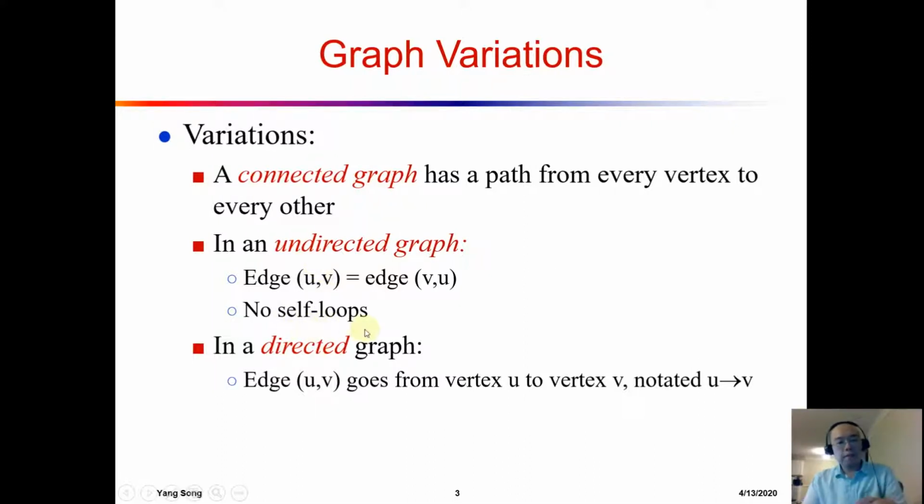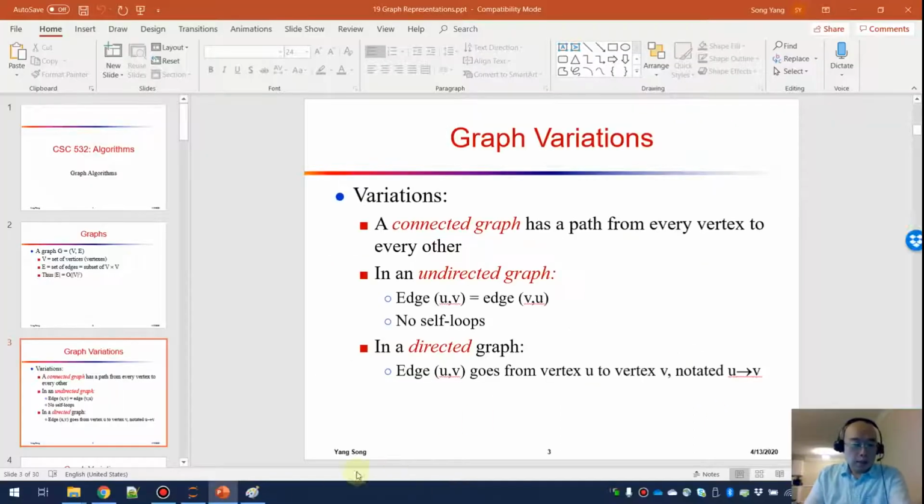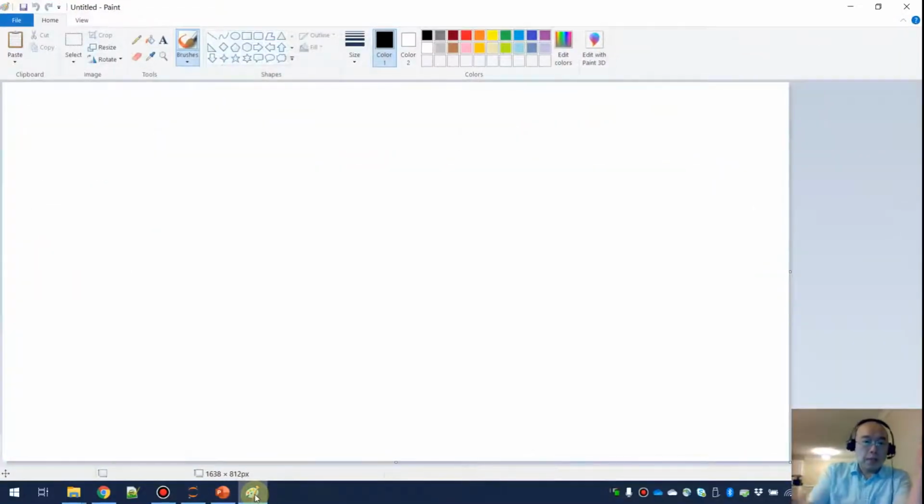On the other side, how about a directed graph? For the directed graph, the edge U to V goes from the vertex U to the vertex V, and we note it as U to V. If we want to draw that here, we have the node U and then the node V.